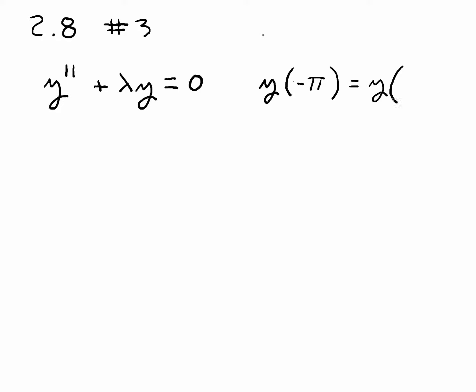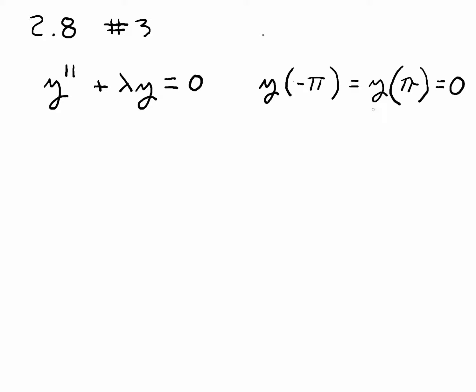So we have this differential equation, and we're trying to find the eigenvalues, lambda, the positive eigenvalues, and the eigenfunctions. But we have these conditions here. So we know the value at minus pi of the function, and we know that it's the same as the value at pi, and we know it's 0.